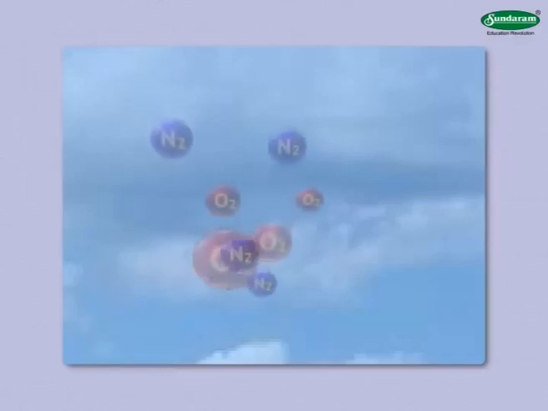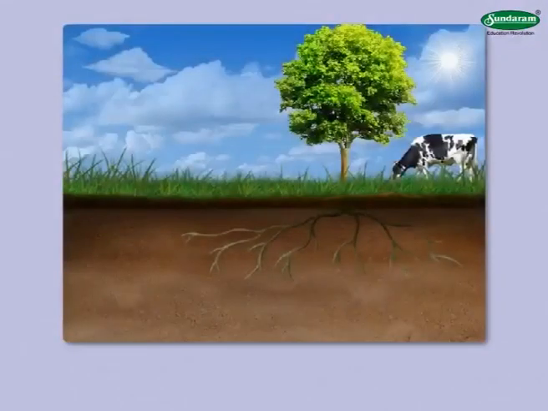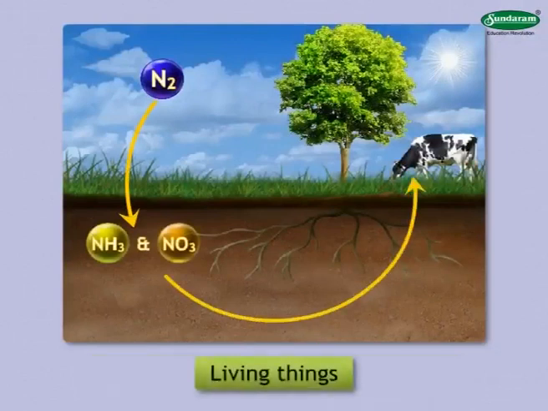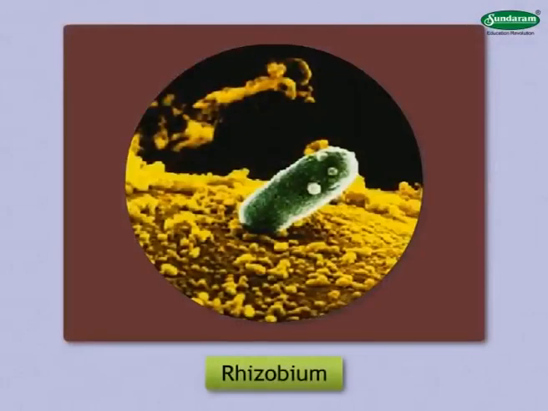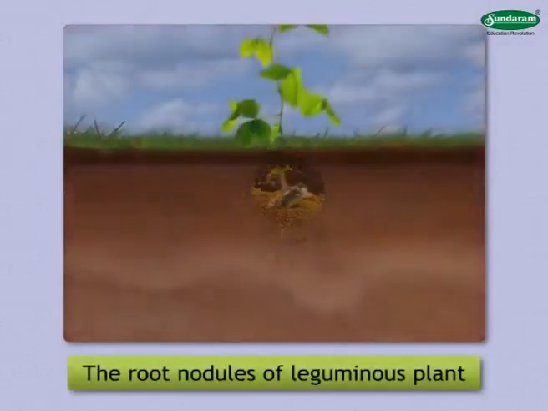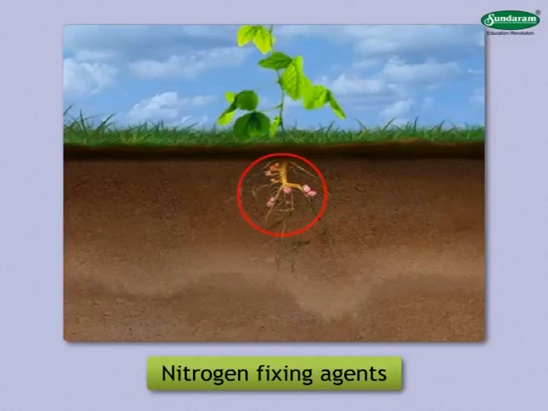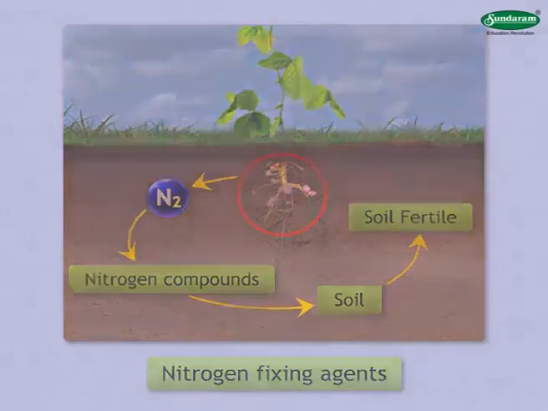Just like oxygen, nitrogen too is a constituent of air. The conversion of this atmospheric nitrogen into compounds like ammonia and nitrates, which can be used by living things, is called nitrogen fixation. The rhizobium bacteria found in the nodules on the roots of leguminous plants are useful as nitrogen-fixing agents. They transform nitrogen in the air to nitrogen compounds.